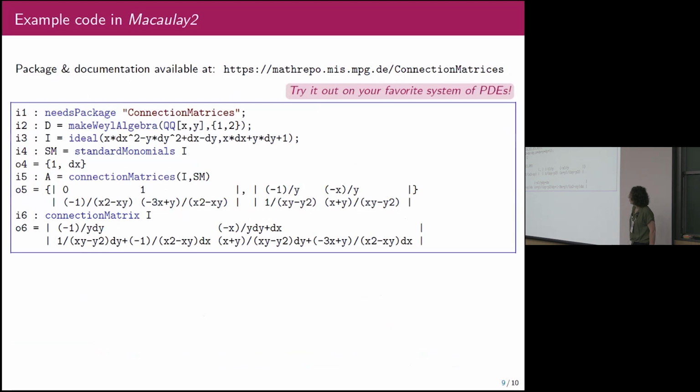If you're interested in the package, you can find it at the MathRepo of MPI Leipzig, and you're very welcome to try it out on your favorite example. If you manage to push it to the limit, we'd be very happy to hear about that. Here I wrote the code that you can use to reproduce the example that we had on the previous slide. This was, of course, a bit easy and boring. You can solve it by hand, but it fitted on the slides.